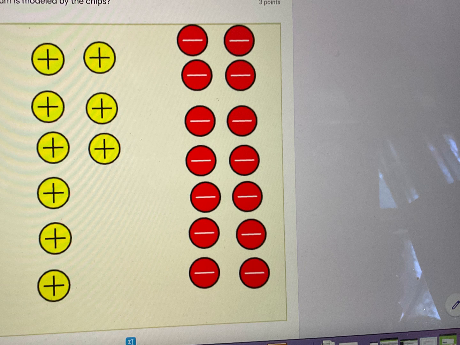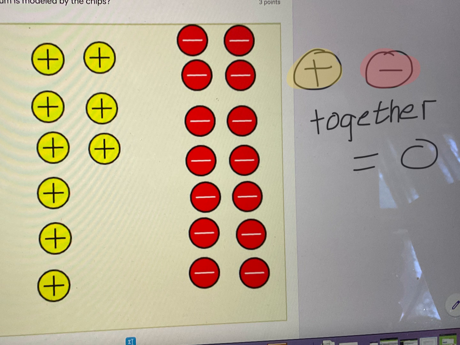Hi mathematicians, in this video we're going to walk through how to model an addition problem by using a chip model. And as you can probably tell, even if you didn't see this in middle school, it's kind of easy to see that each one of these yellow chips represents a positive number. And each one of these chips represents a negative number. And a really important concept to understand what I'm getting ready to do is that when you combine a positive chip and a negative chip, they cancel each other out.